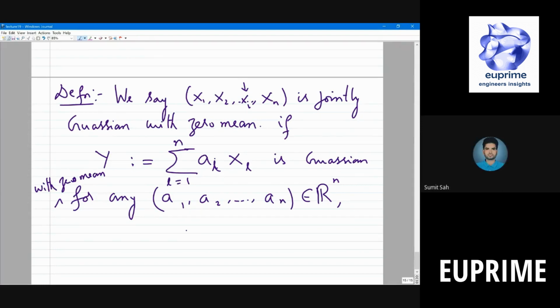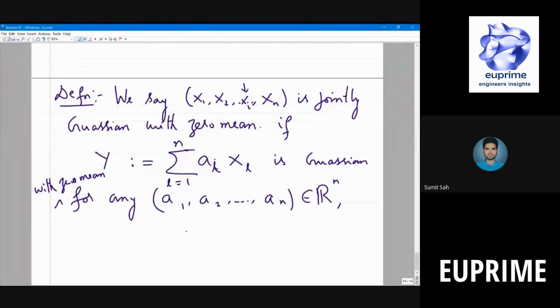Actually, we are interested in finding the joint distribution of the Gaussian random vectors directly. Initially we know the distribution of x1, x2 separately. So we are finding the linear combination of that, which will again be a random variable.